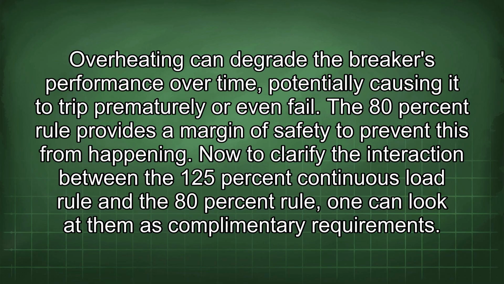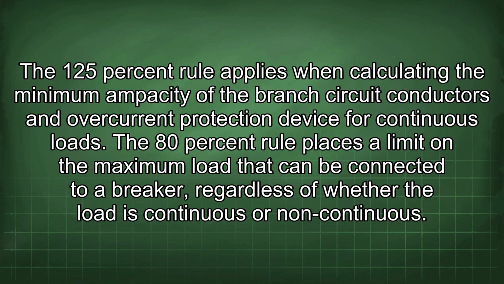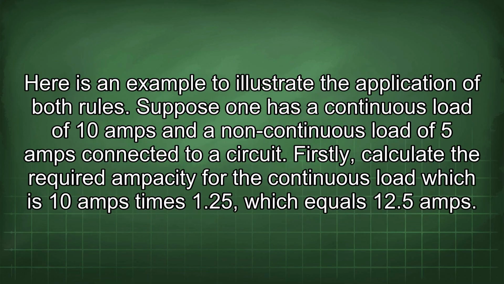Now, to clarify the interaction between the 125% continuous load rule and the 80% rule, one can look at them as complementary requirements. The 125% rule applies when calculating the minimum ampacity of the branch circuit conductors and overcurrent protection device for continuous loads. The 80% rule places a limit on the maximum load that can be connected to a breaker, regardless of whether the load is continuous or non-continuous. Here is an example to illustrate the application of both rules.